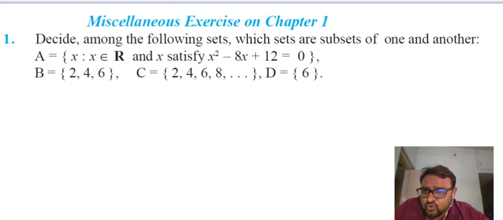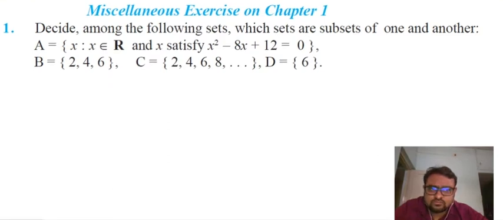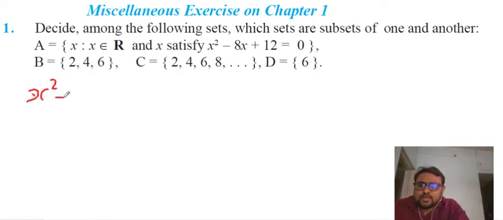A equals the set of x such that x belongs to R and x satisfies the equation x square minus 8x plus 12 equal to 0. B equal to {2, 4, 6}, C equal to {2, 4, 6, 8}, and D equal to {6}. Okay, so let's start. Set A is x belongs to R, and x satisfies the equation x square minus 8x plus 12 equal to 0.